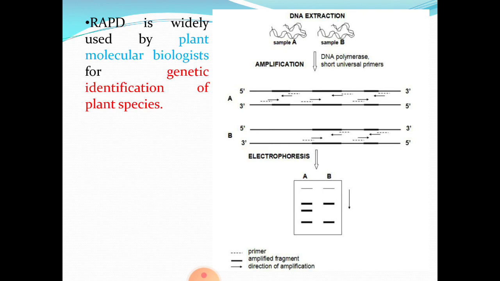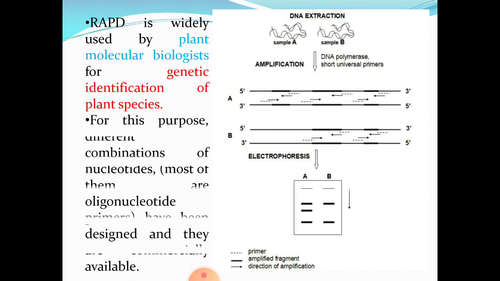It is widely used by molecular biologists for genetic identification of plant species. So this has a wide application in molecular plant taxonomy. For this purpose, they use combinations of nucleotides. Most of them are oligonucleotide primers, as I have already told you. They have been designed and are readily available commercially. Simply you can go and buy the primers of your choice and do RAPD.